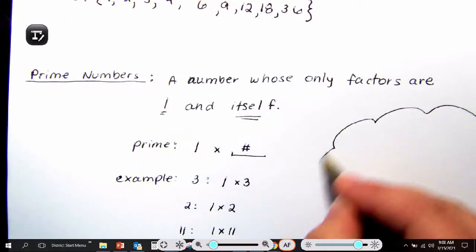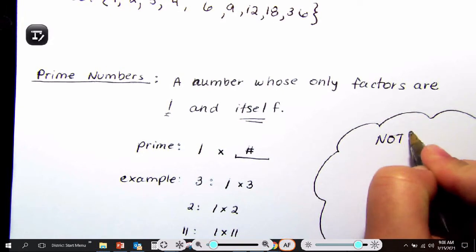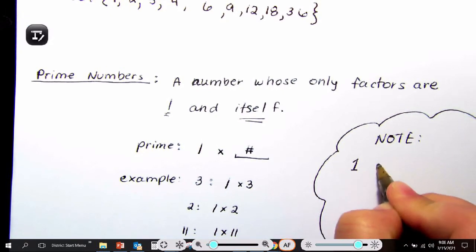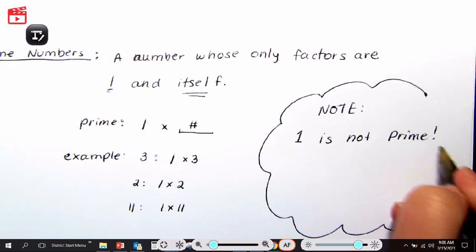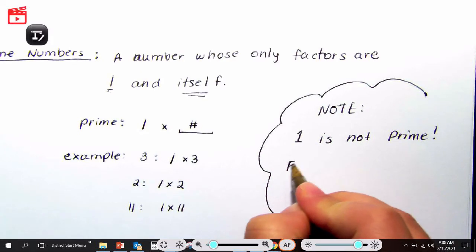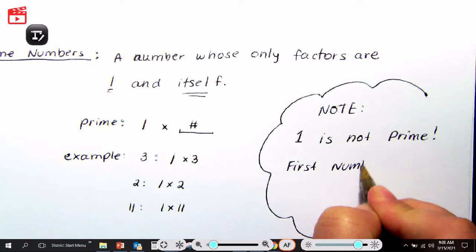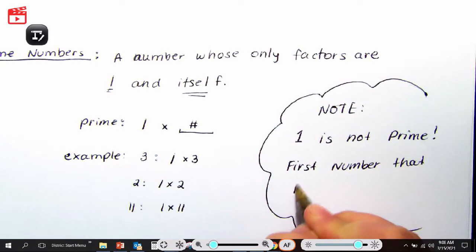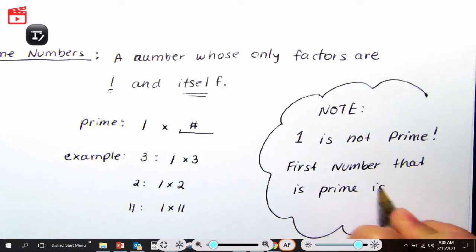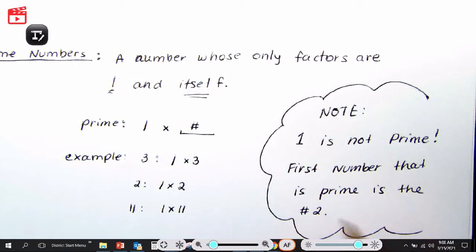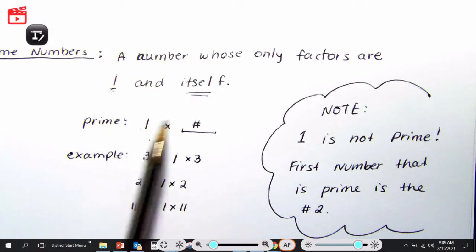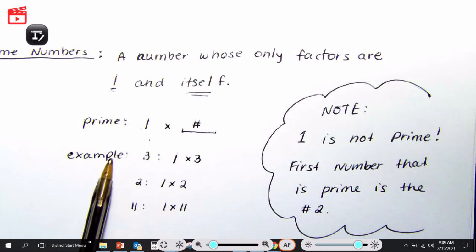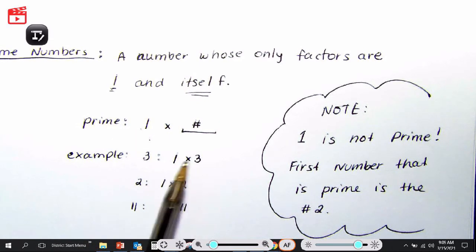Now, here's a first thinking bubble for today. We're going to do a note. The number 1 is not prime. So the first number that is prime, you start at number 2. So the first number that is prime is the number 2. The reason 1 is not considered prime is because you have to have 1 and a different number to multiply to equal that number. So for example, 1 and 3, these are 2 different numbers. 1 and 2, 2 different numbers. 1 and 11, 2 different numbers.